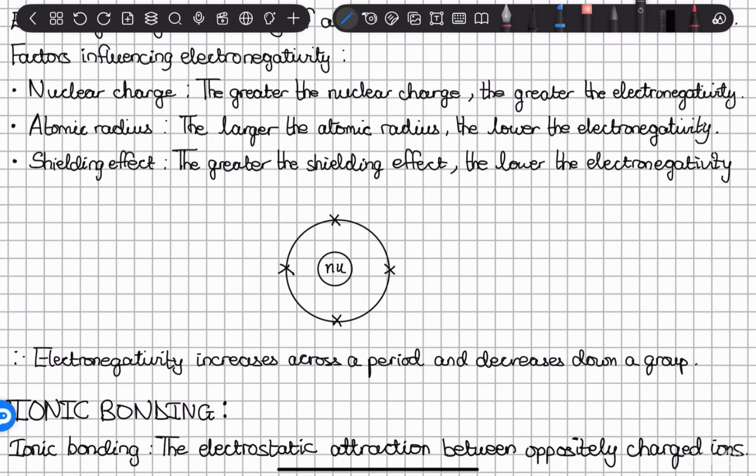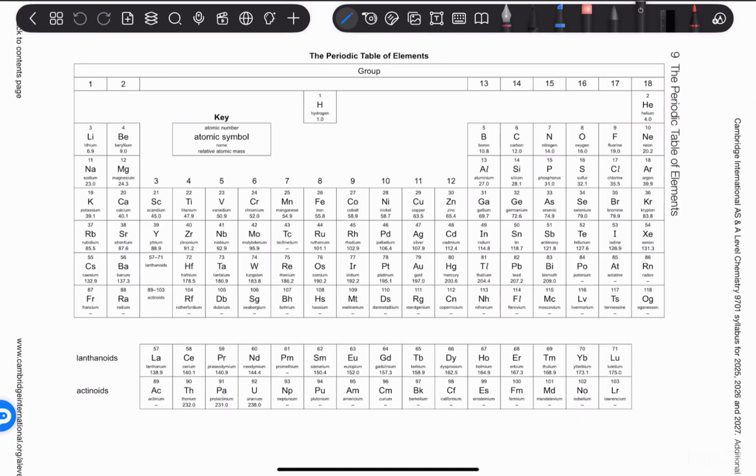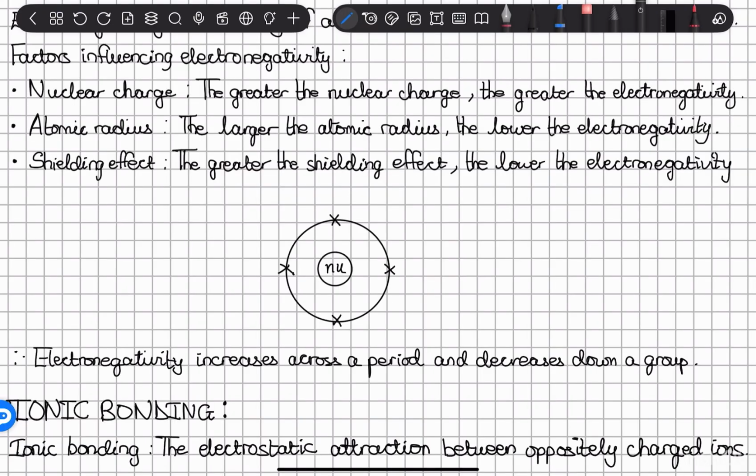That's for the increases across a period. Decreases down a group, that's because of the atomic radius. The atomic radius increases down a group. The atoms get larger and larger as more electron shells are added. So the ability of that atom to attract electrons becomes way less. Hence, the electronegativity would decrease.